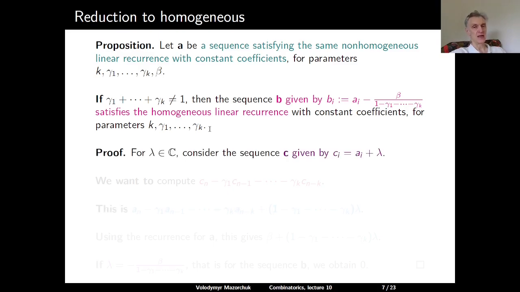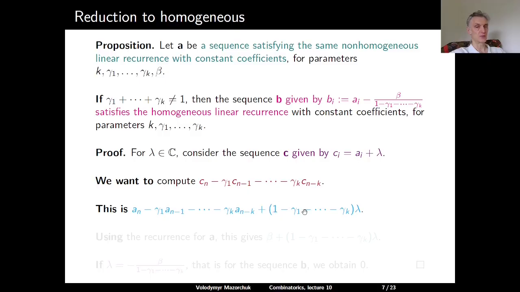Proof. Let us try to find a sequence of the form ai plus lambda, where lambda is a complex number. We denote the sequence by c, which satisfies the homogeneous recurrence. So what we want to do, we want to compute Cn minus gamma 1 Cn minus 1 minus and so on minus gamma k Cn minus k. So this is equal to, we plug in the expression for Ci, so it's equal to An minus gamma 1 An minus 1 minus and so on minus gamma k An minus k plus, and here, because we have lambda, we will have 1 minus gamma 1 minus and so on minus gamma k, times lambda.